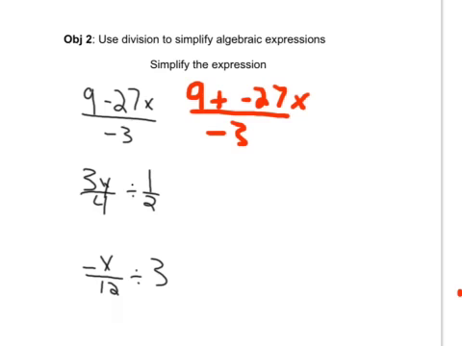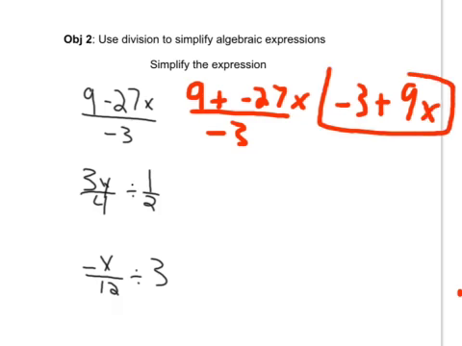So 9 divided by negative 3, that is a negative 3 on top, plus, and then these two can simplify too. Negative 27 divided by negative 3, that is a positive 9x. So this one breaks down again because negative 3 goes into both of these two terms. It has to go into both to be able to simplify it. So again, 9 divided by negative 3 is negative 3. Keep the plus sign. Negative 27x divided by negative 3 was 9x.